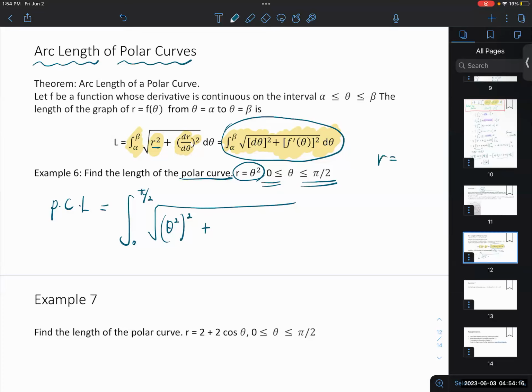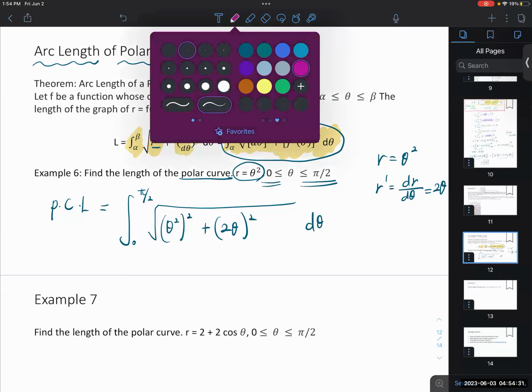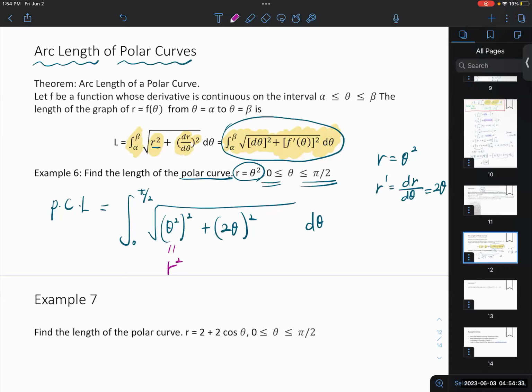So r equals theta squared. What is r prime? That means dr over d theta, which is going to be 2 theta. So you have 2 theta squared and d theta. That's how you set up the equation. One more time, this is r squared, and this is dr over d theta squared. You're going to take the derivative first and square it.